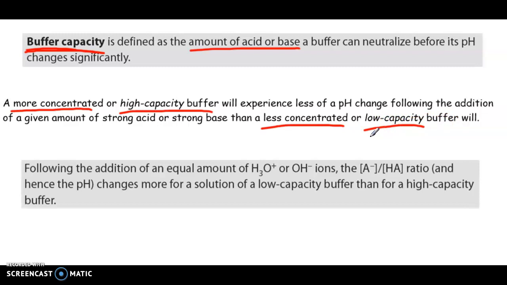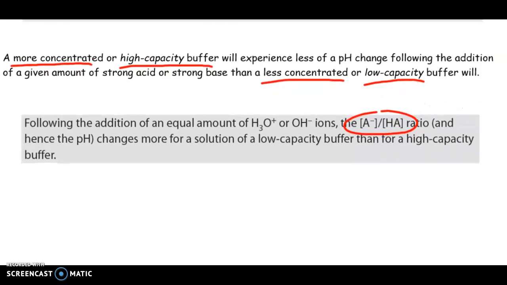So when we have a strong acid or strong base that's added, what we would have to consider here is the new ratio. We already looked at calculations before, but you'd have to recalculate to see what the ratio would be, and that would lead basically to a new hydronium or hydroxide value.